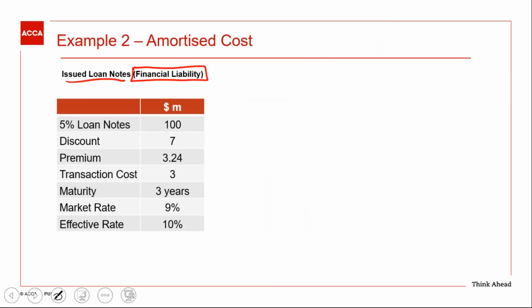So now let's discuss the amortized cost category for the financial liabilities, because the accounting for financial asset and liability amortized cost is more or less the same. So let's quickly start this. We have a par value of 100. Coupon rate is 5%. Discount is 7, premium is 3.24, transaction cost is 3, maturity is 3 years, market rate is 9, effective rate is 10. So we do not need the market rate in case of simple loan notes. We are going to require that in case of convertible loan notes.